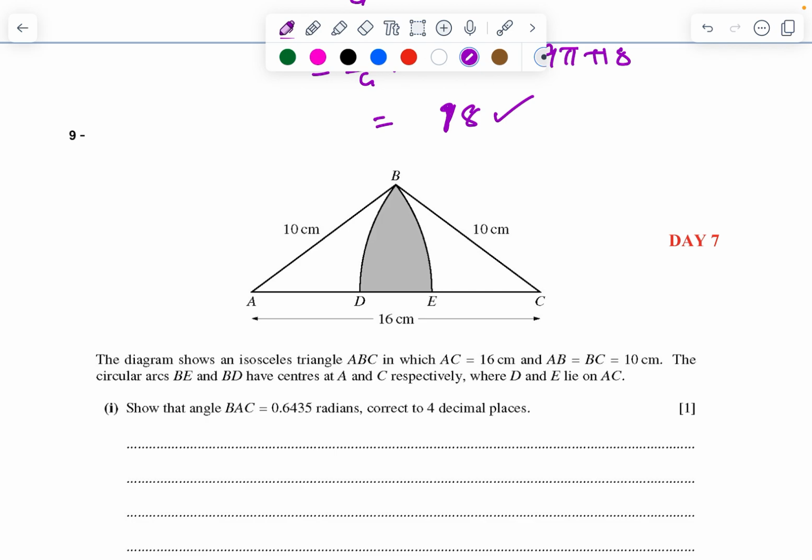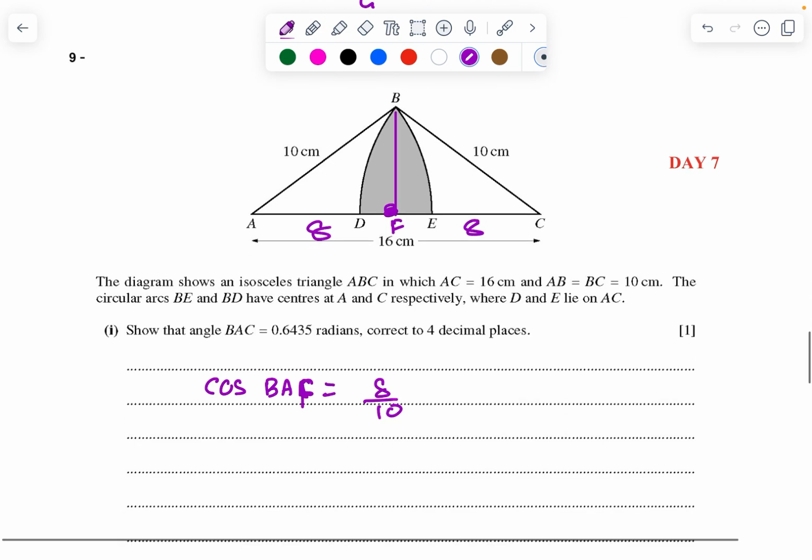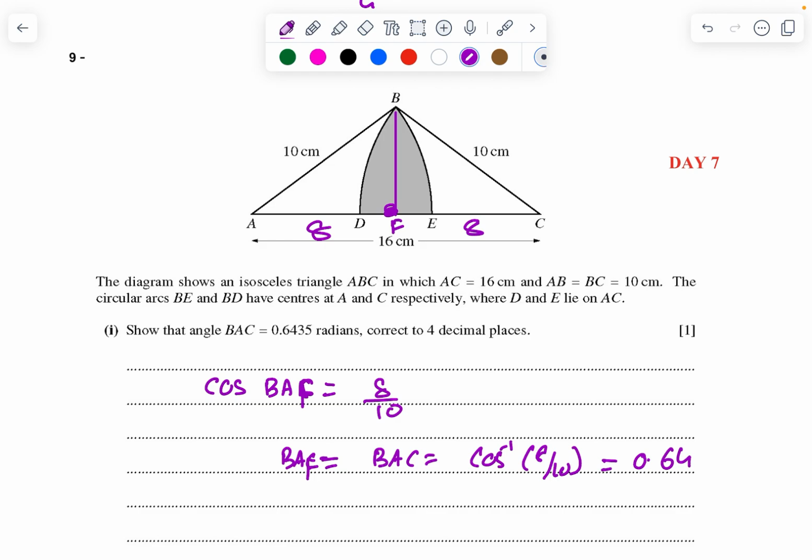So what am I going to do? I'm going to draw a perpendicular over here. In that case, this will be 8 and 8. Let this be F. So I'm going to find cos BAD or BAC. BAD is the same as BAF, and BAF is the same as BAC. So cos BAF equals adjacent side 8, hypotenuse 10. So BAC equals cos inverse of 8 upon 10. What is that value? 0.6435.